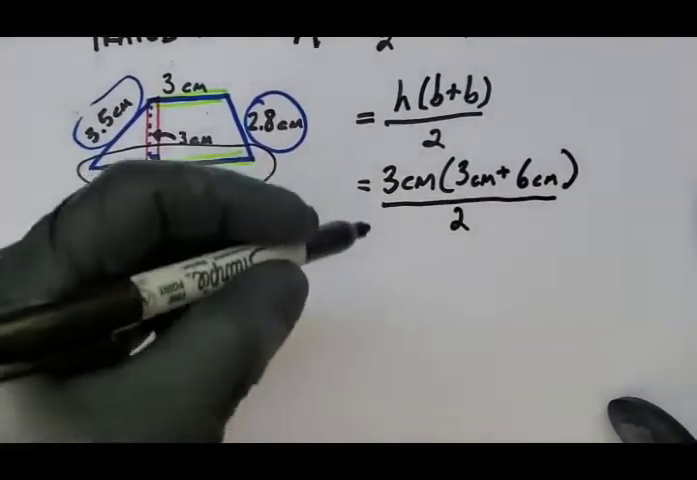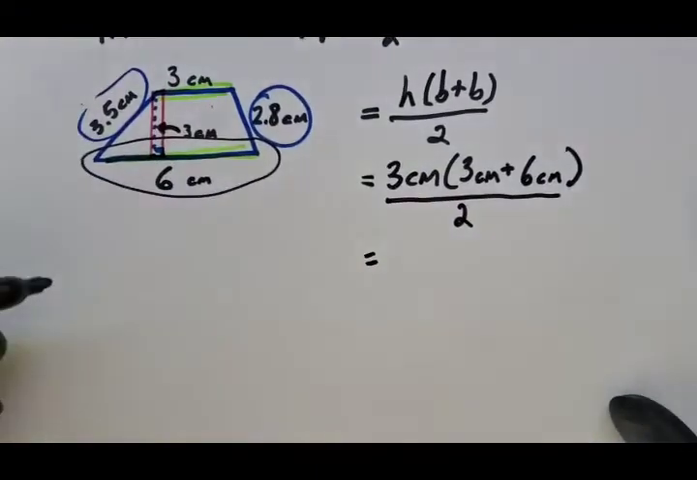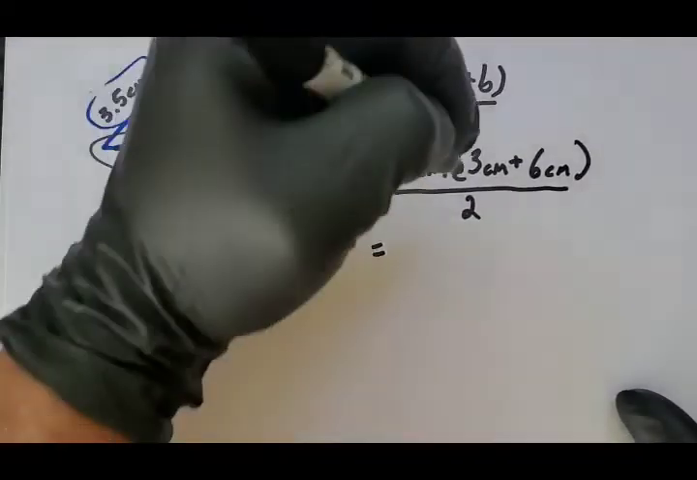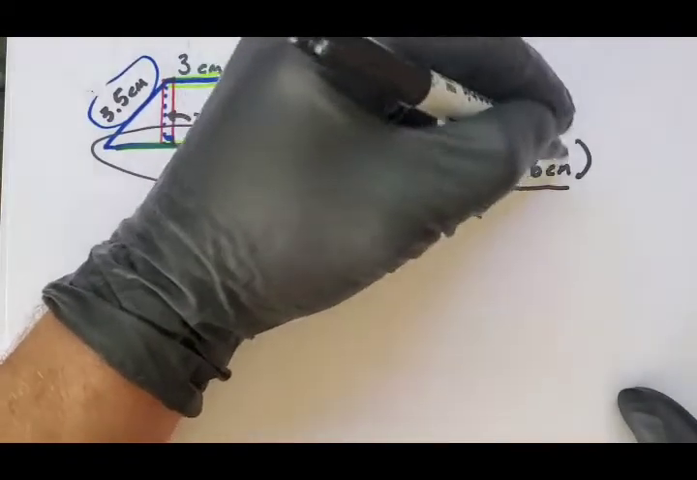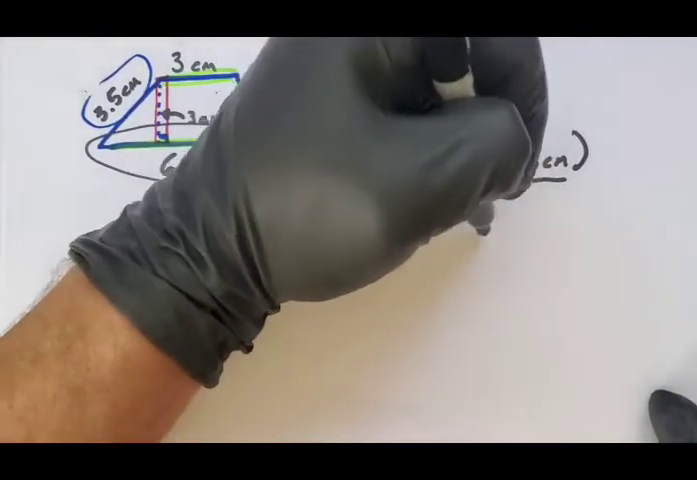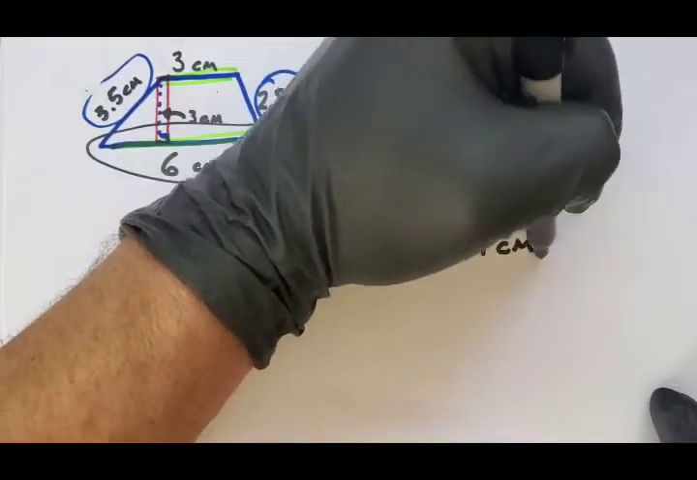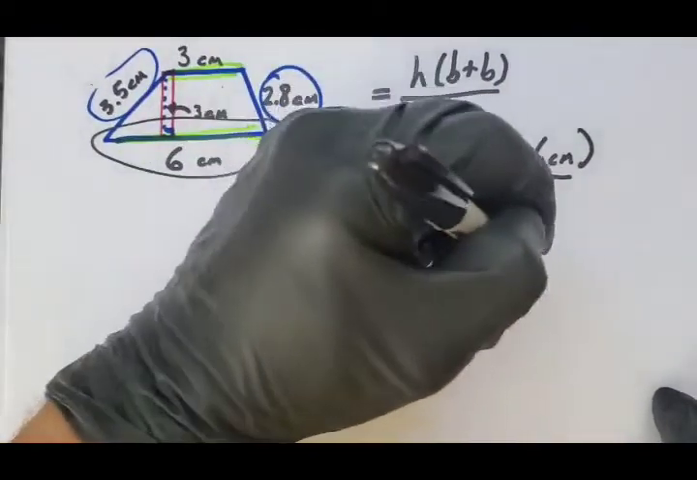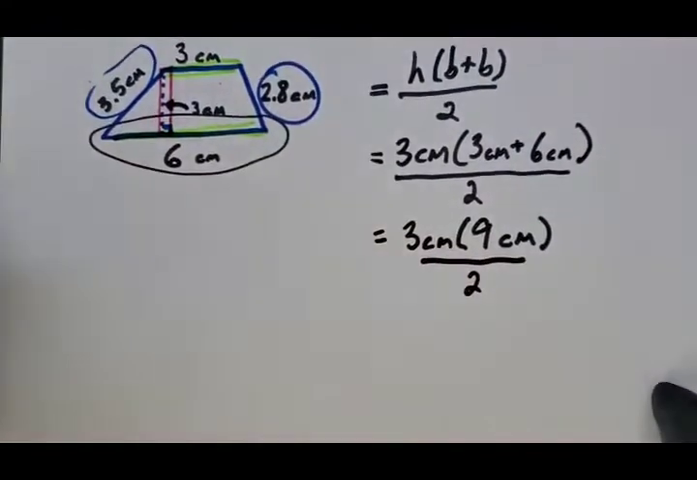Now we're going to follow the order of operations. The order of operations pretty much requires for us to complete what's in the parentheses first. So I'm going to go ahead and do that. 6 centimeters plus 3 centimeters is 9 centimeters. We're just adding them together so they don't become squared. I'm going to copy this, and then I'm going to definitely copy divided by 2.